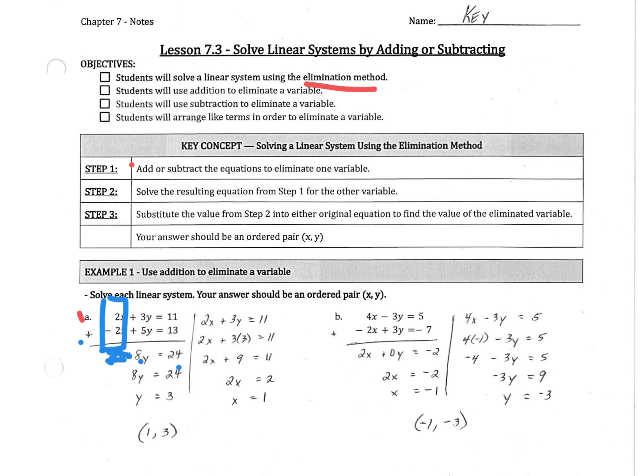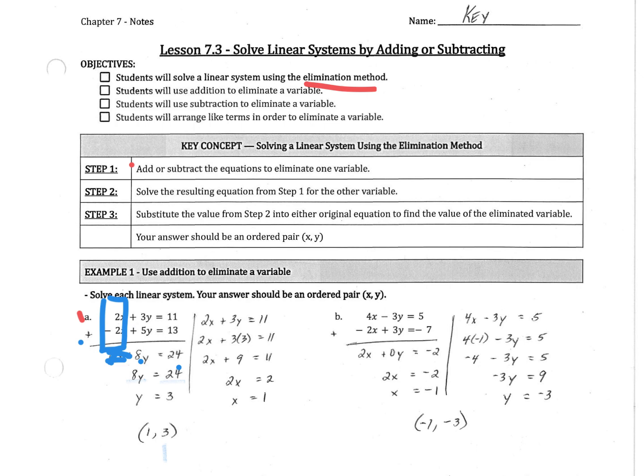8 times what number equals 24? If we divide both sides by 8, 24 divided by 8 is 3. So that's part of our answer. That 3 would go down as our y answer. Let's go back and find the x.